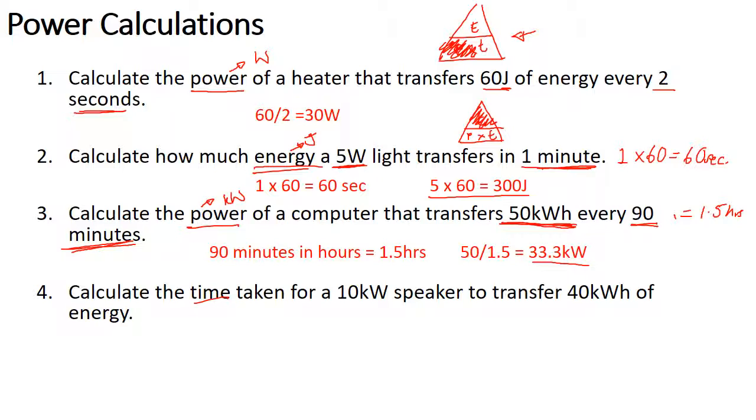Now for the final one: calculate the time taken for a 10 kilowatt speaker to transfer 40 kilowatt hours of energy. Nice easy one, no changing of units, and I know that this time, because we've got energy in kilowatt hours, must be in hours. So to find time, I'm going to use the power, energy, time triangle. I'm going to cover over time, and I'm going to have to do the energy, which in this case is 40, divided by the power, which is 10. And so I know that it takes 4 hours for that 10 kilowatt speaker to transfer the energy.